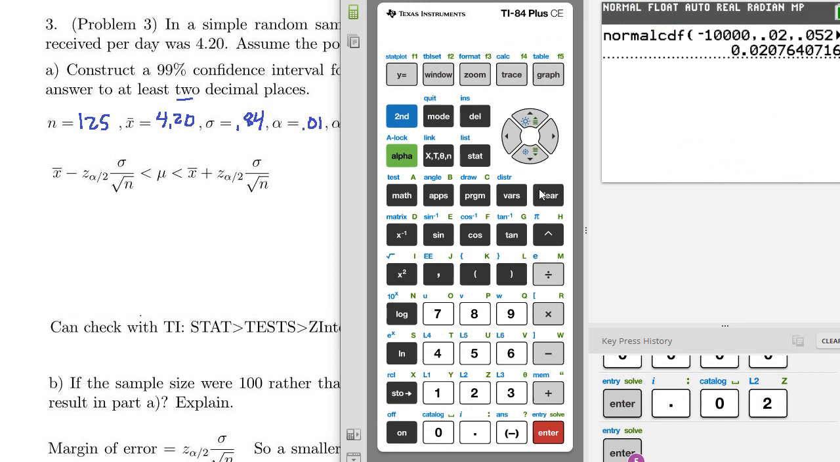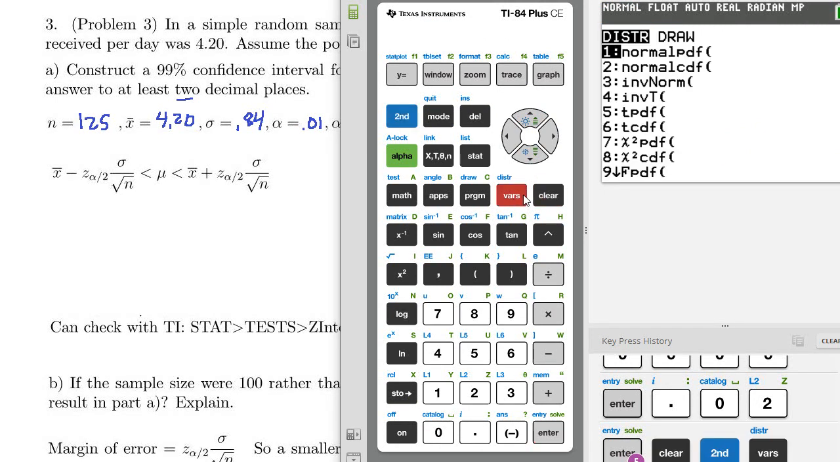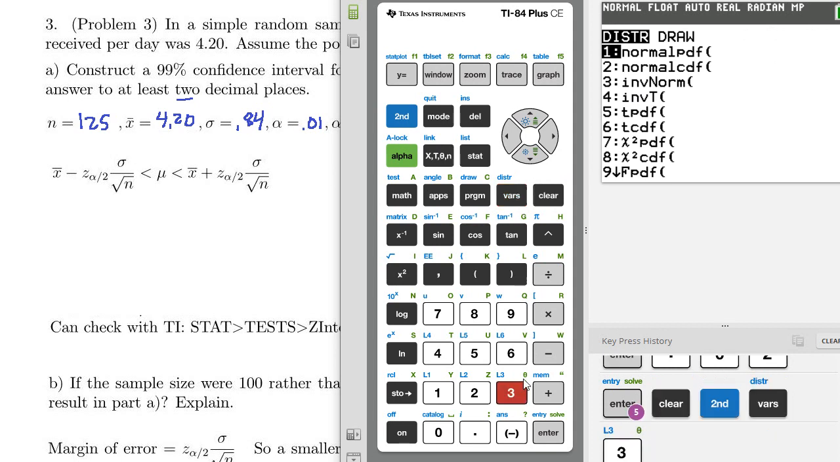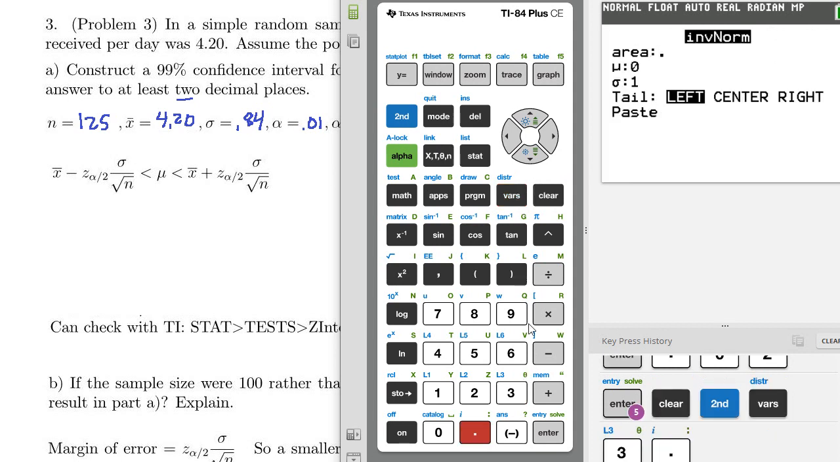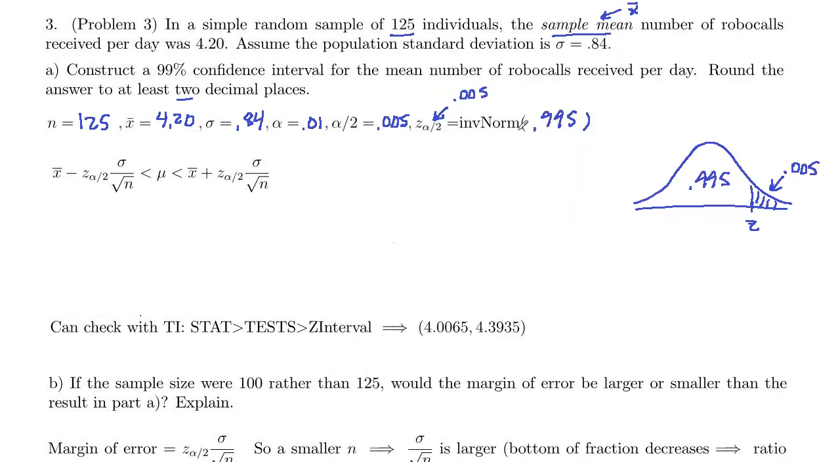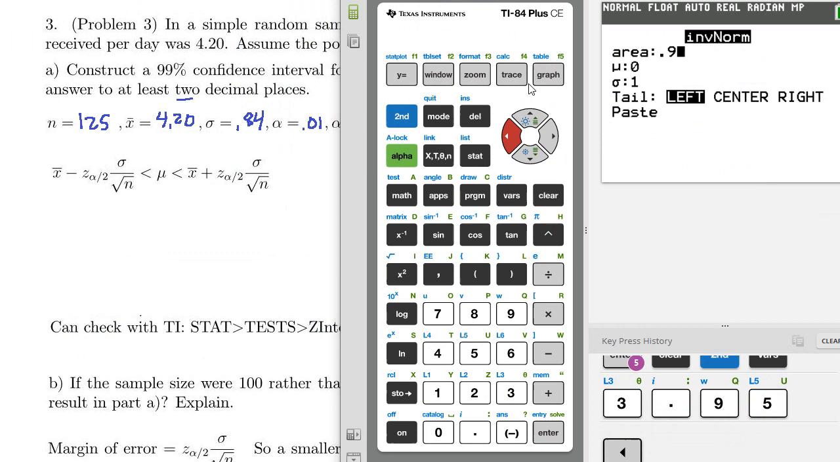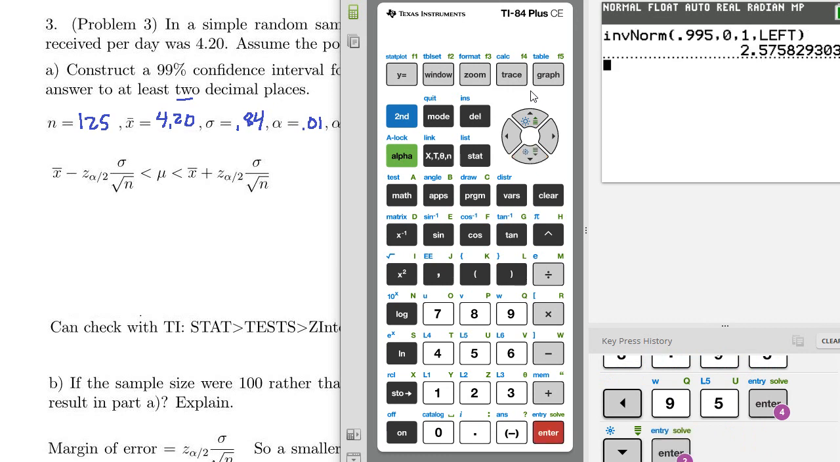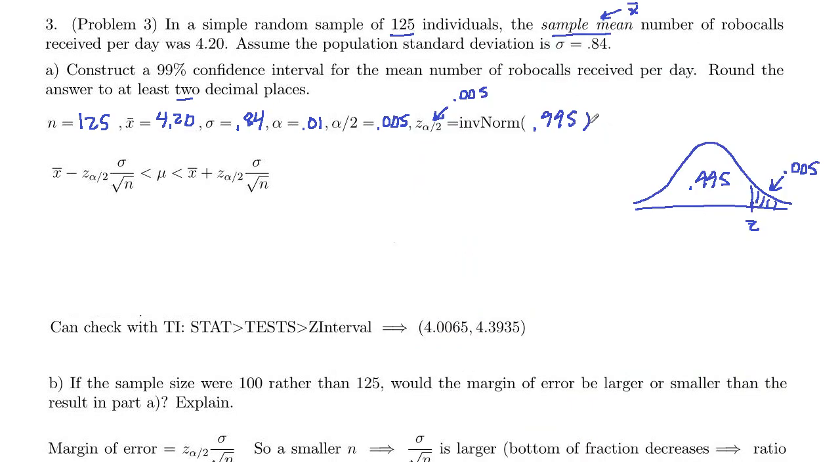So let's compute that. So second variables, inverse norm, number 3. Area is left area, 0.995. Mean and standard deviation, 0 and 1 by default. Paste it and enter, 2.576. So if you want 3 decimal places there.